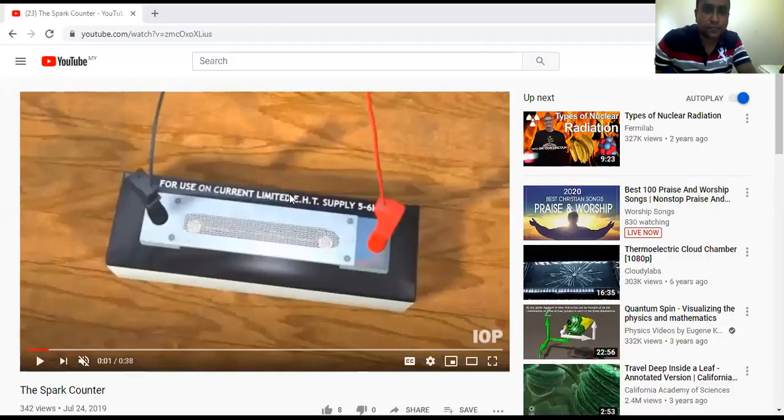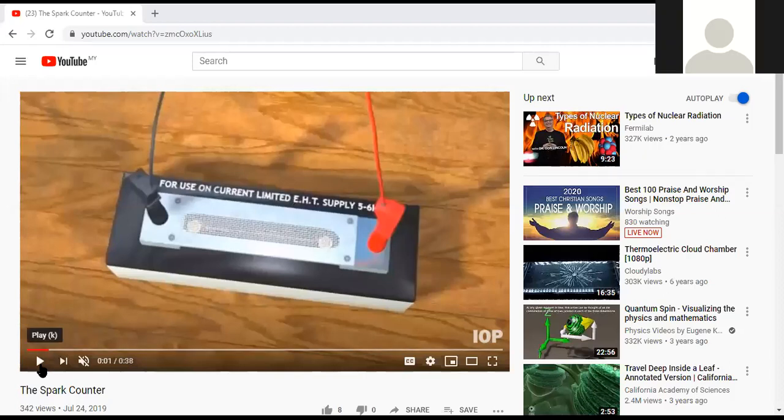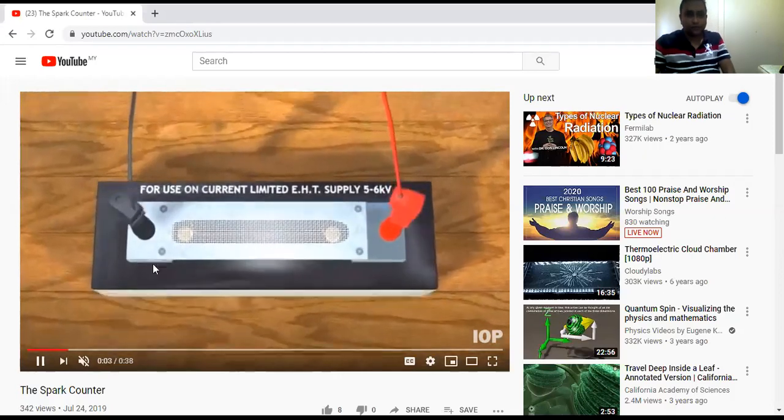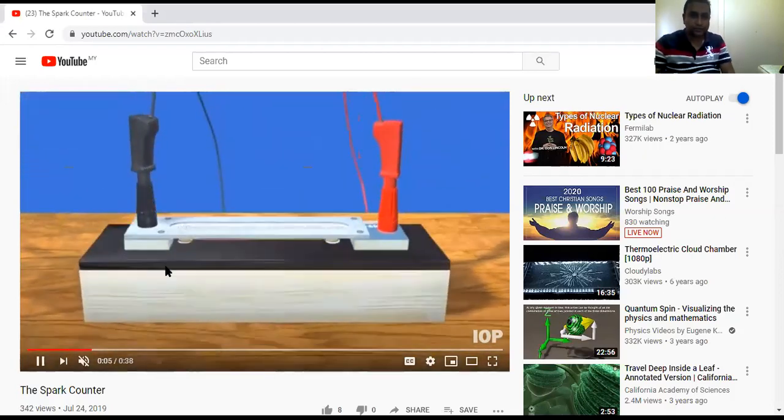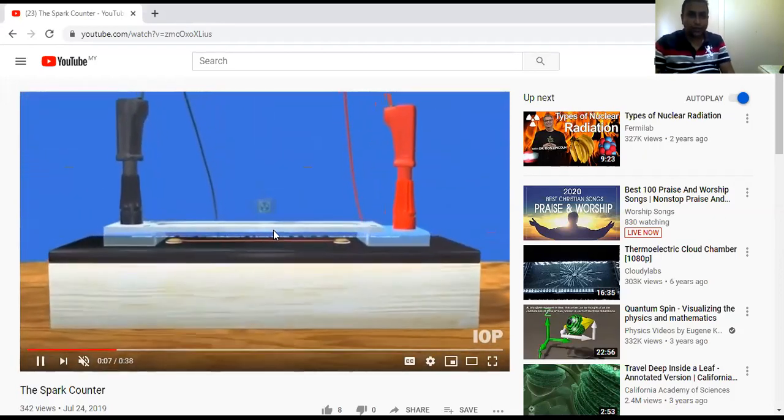We can see the mesh. You can see this video, right? Okay. So this is a spark counter. You can see the wire gauze and the thin wire.